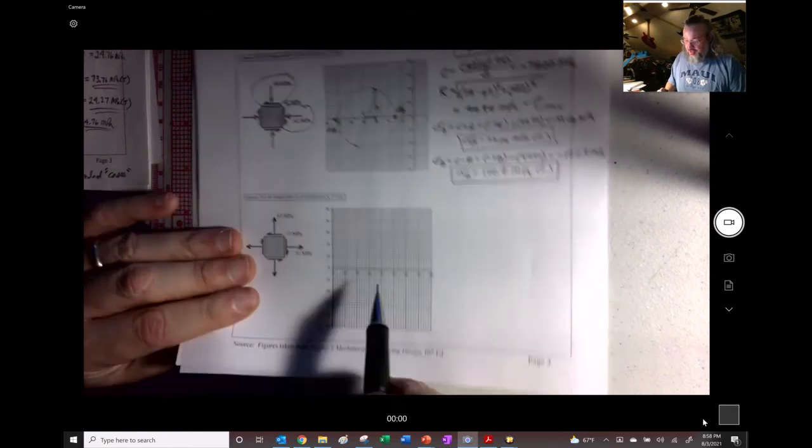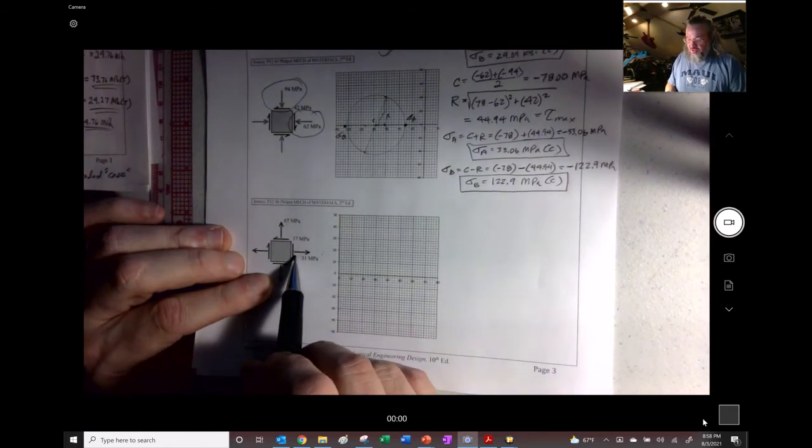Here is yet another Mohr circle example. And here's one where we have tension on each side.